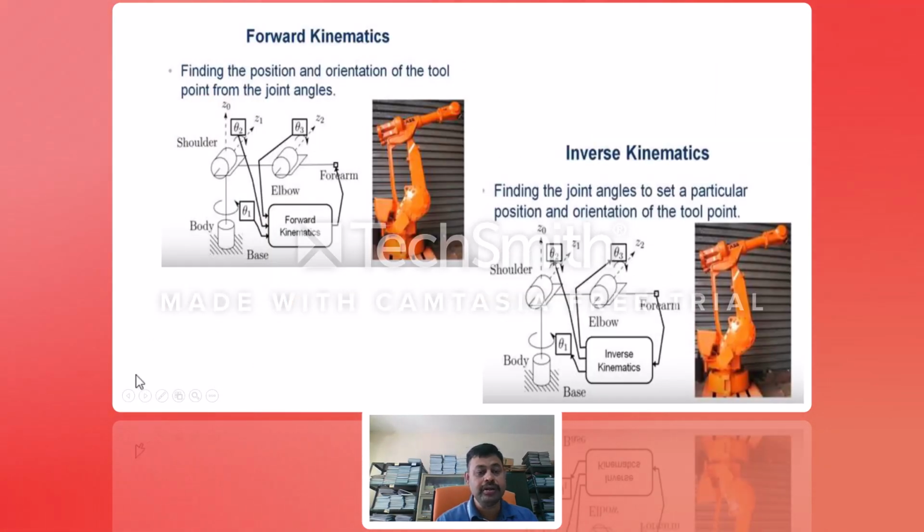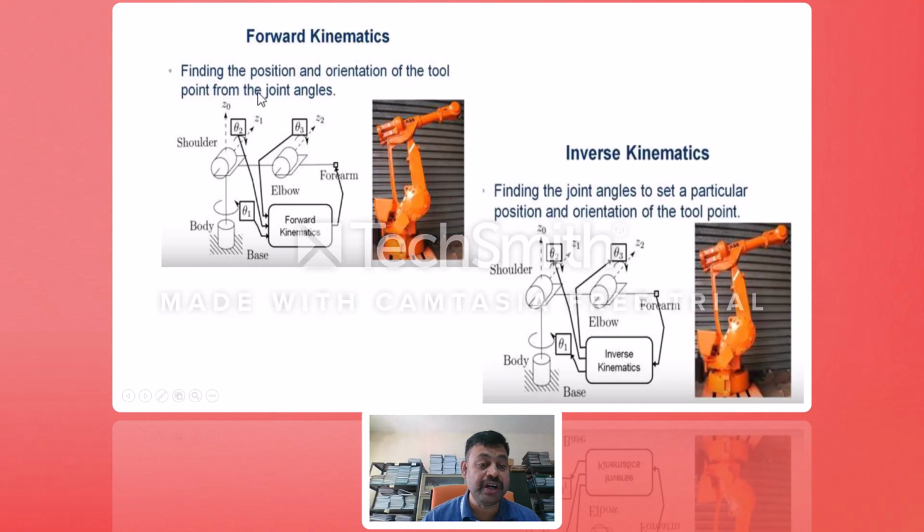Next, I am going to explain with this sketch forward kinematics and inverse kinematics, which are important topics in this particular unit number 4. Therefore, I want to explain very clearly with the sketch, taking one real-time example. Here you have a body, shoulder, elbow, forearm. This is link 1, link 2, link 3. This is joint 1, the base joint, joint 2, joint 3, finding the position and orientation of the point from the joint angles.